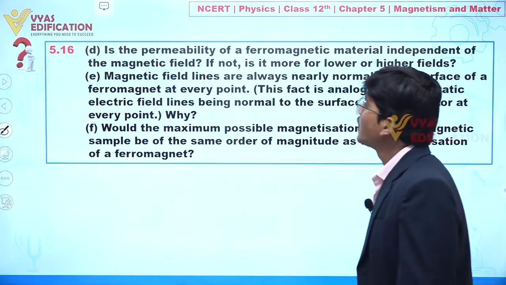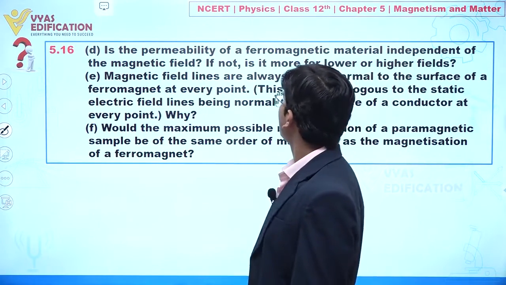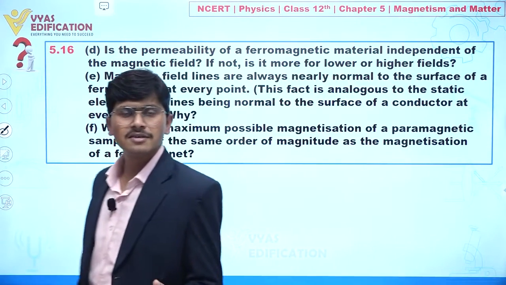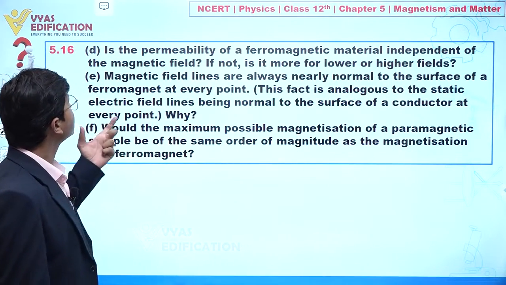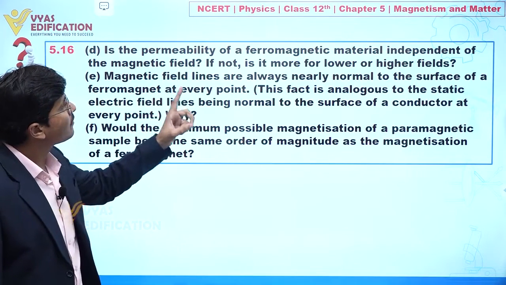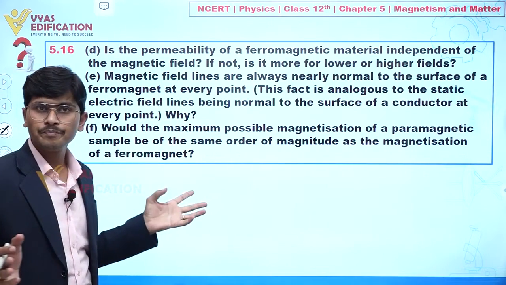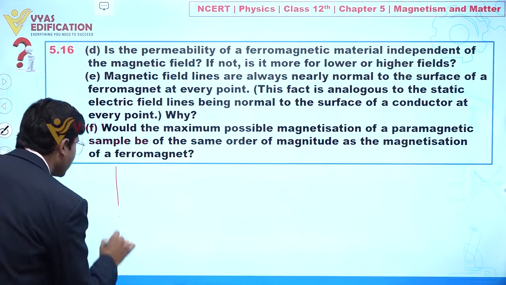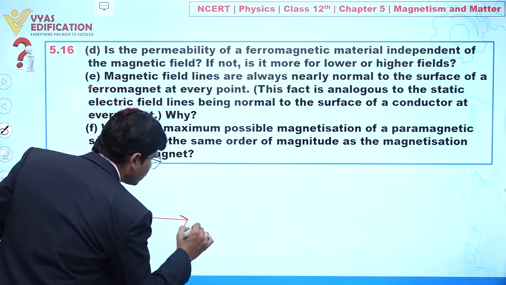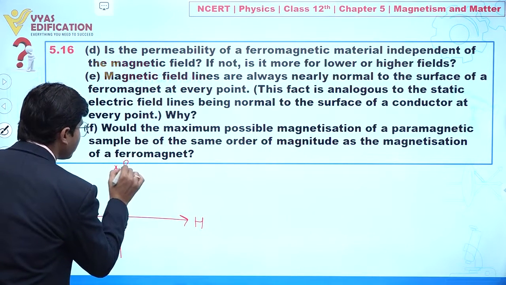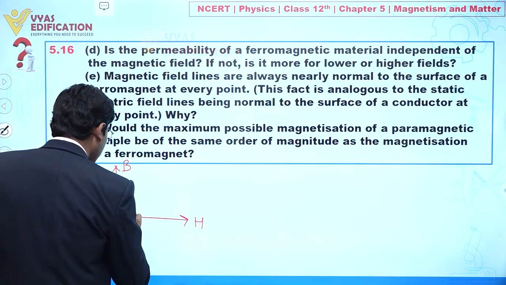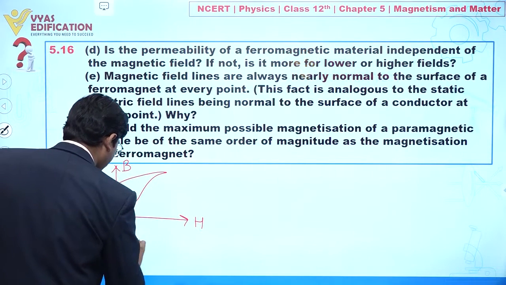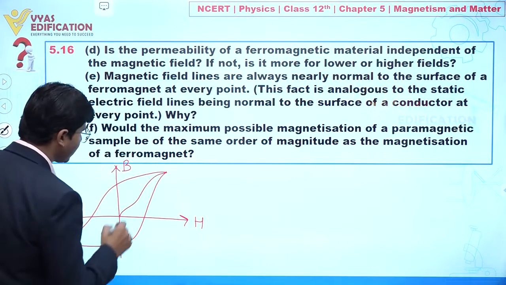Now we are going to discuss part number D of this question. It is given, is the permeability of a ferromagnetic material independent of the magnetic field? We can say no. Clear? Because let's suppose I draw here the BH curve. You know what the shape of the BH curve is? So this shape will look like this. Clear?